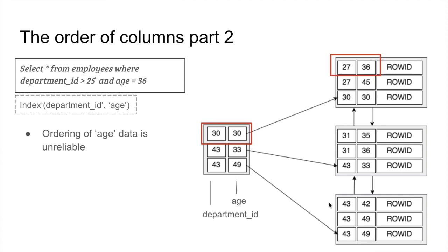Here we have a bunch of identical department ID values, and thus the ordering of the age data actually makes sense. But when you look at the entire leaf node chain, then we have multiple different values for the department ID, and thus the ordering of the age data seen over the entire leaf node chain doesn't really make that much sense. And that's exactly the case that we have right here. We aren't looking for one department ID value, we are looking for a range of department ID values. We are looking for everything that's greater than 25. And thus, the lookup cannot rely on the age data or the ordering of the age data to go through the index tree.